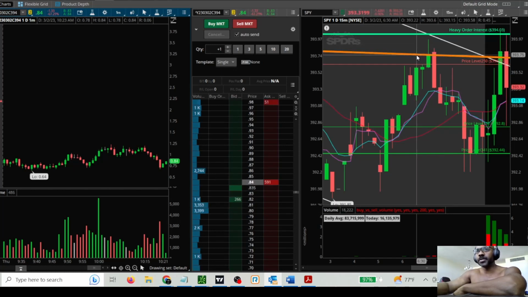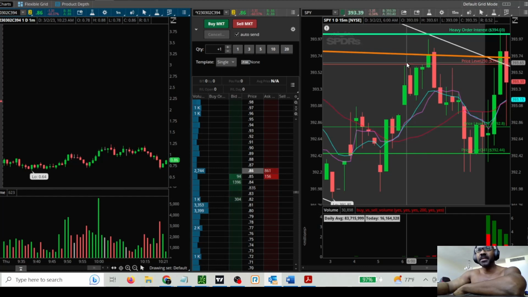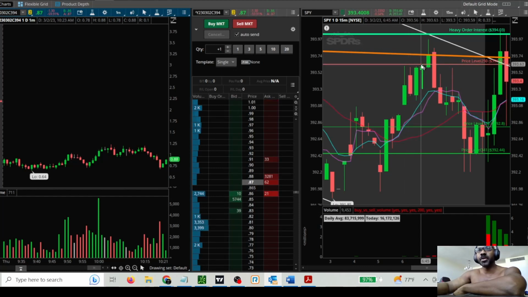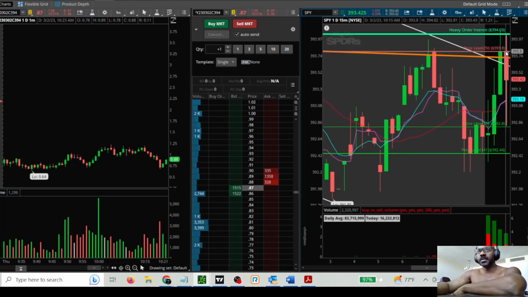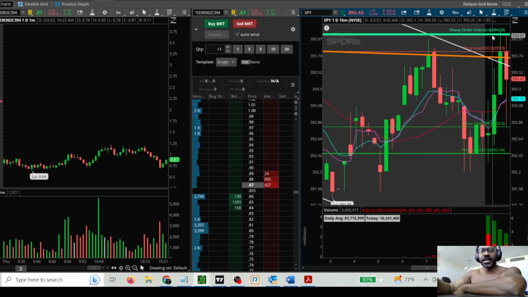This was a previous supply that I probably should have moved. I thought I did. This was the 30, it must have been a 30, and this is the 15. So I'm gonna go ahead and adjust this now. So we created a clean supply. This heavy order interest seems to have an effect every now and then.